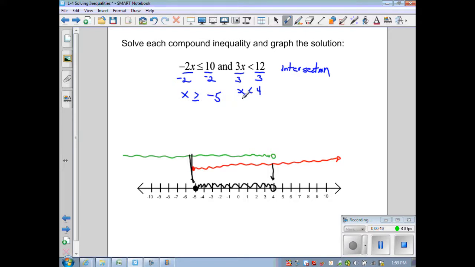Since these two share, we can actually write them as a shared solution with x in the middle. And then what we do is write this from small to large, and we make sure that the arrows are going the same direction. So we would start with x is greater than or equal to a negative 5, and x is less than 4. This is acceptable. You may always see this type of notation, but this is also demanded when graphing.